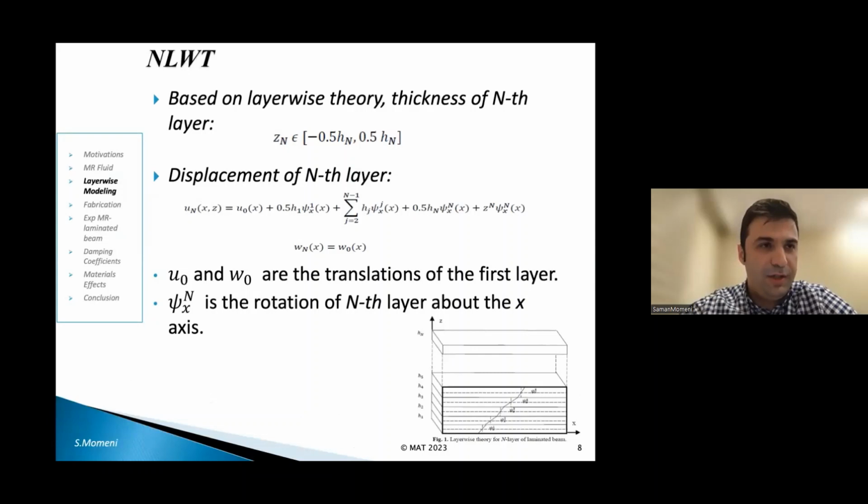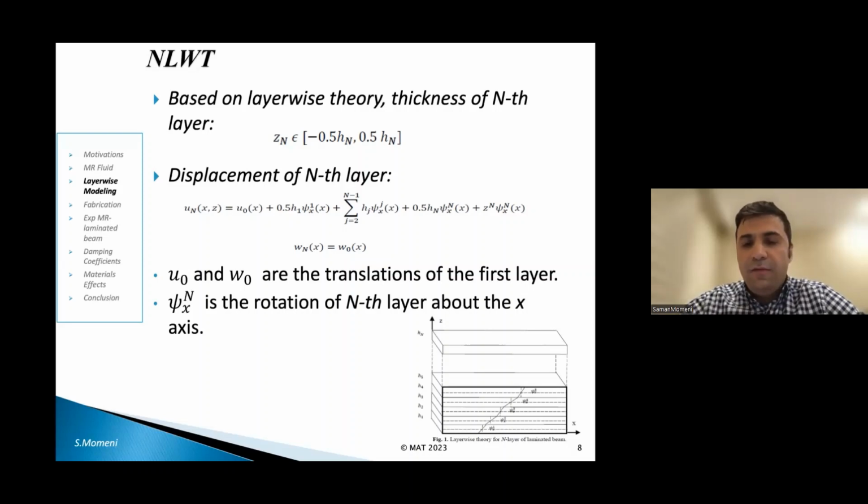In this project, we use the layer-wise theory in order to determine the damping coefficients and dynamic behavior of the structures. Because the layer-wise theory is much more accurate than other methods such as FSDT and CLPT. And in this formula, the displacement of the layer N is defined with other parameters such as U0 and W0.